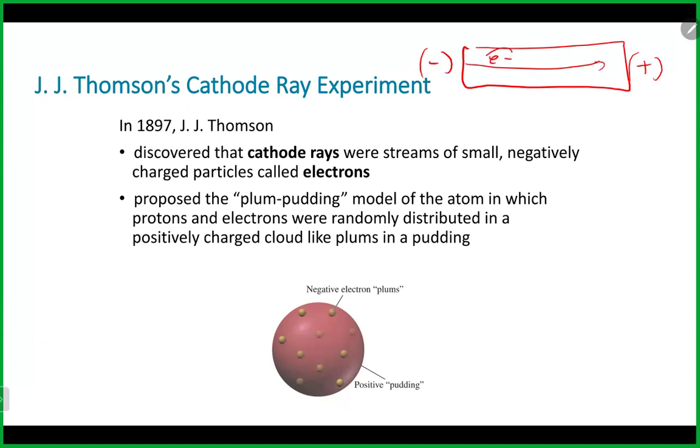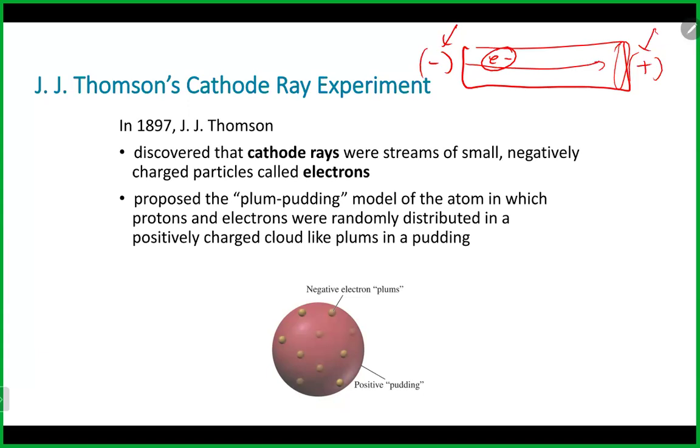And because these electrons are negatively charged, the beam would move away from the negative side and be attracted to the positive side. They would put a little fluorescent material at the end, so you could actually see where the beam was hitting. It would light up. So by using the cathode ray tube, Thomson was able to figure out the charge to mass ratio of an electron.